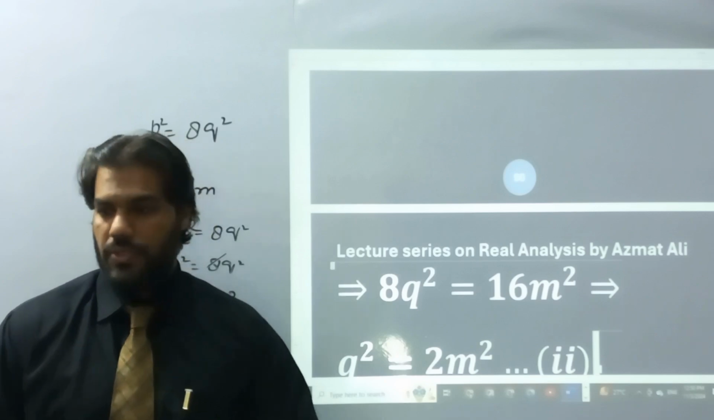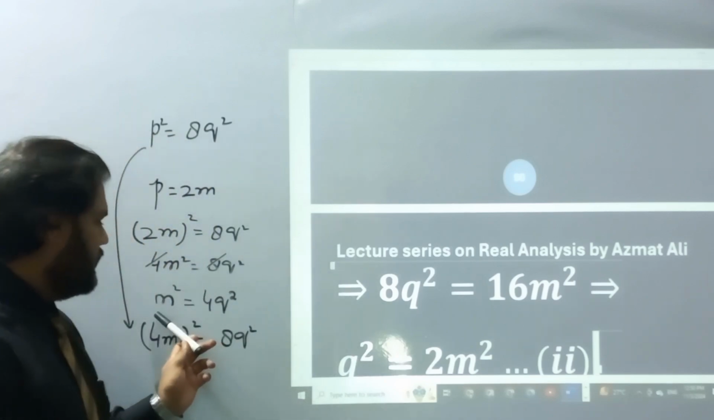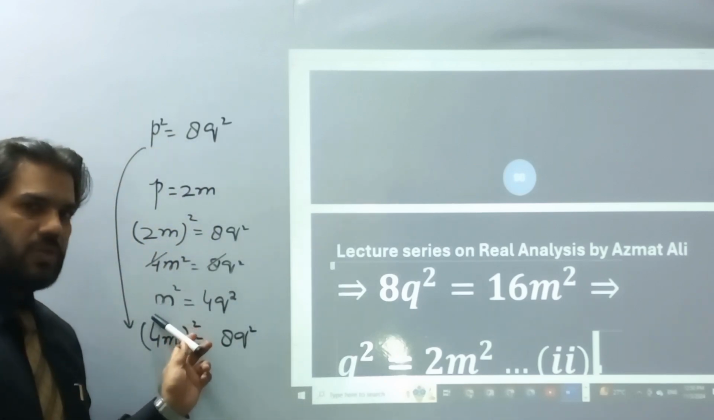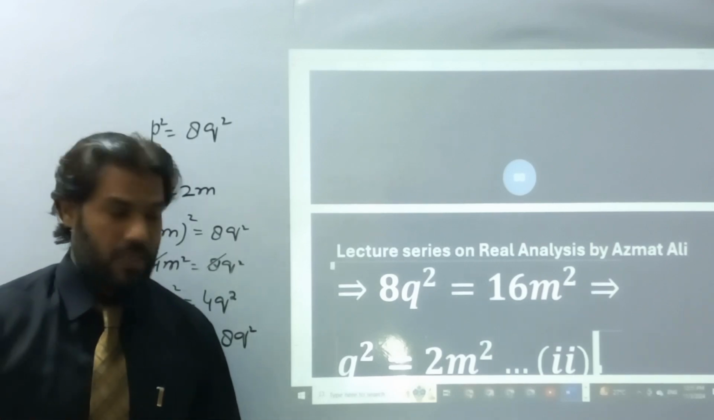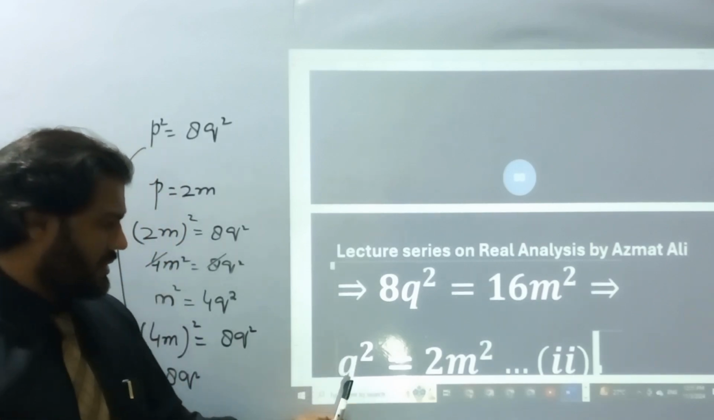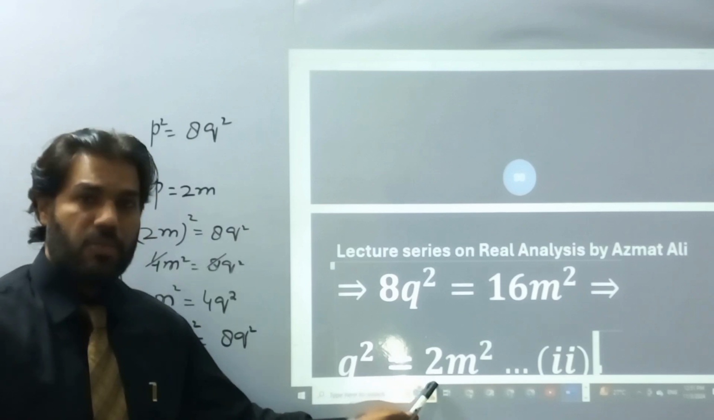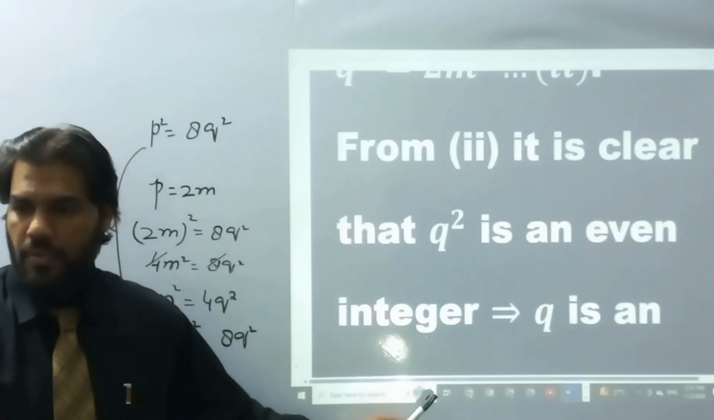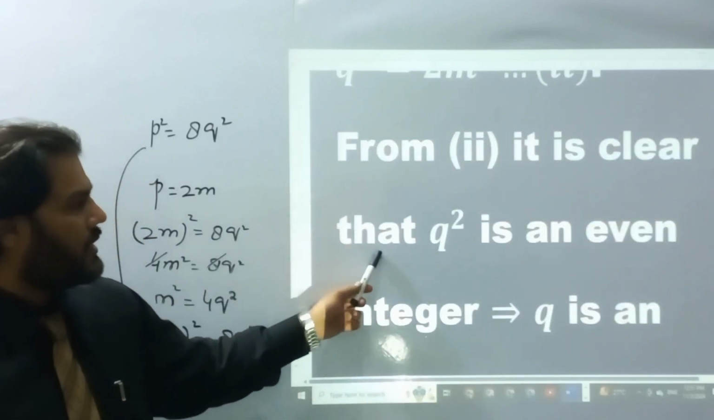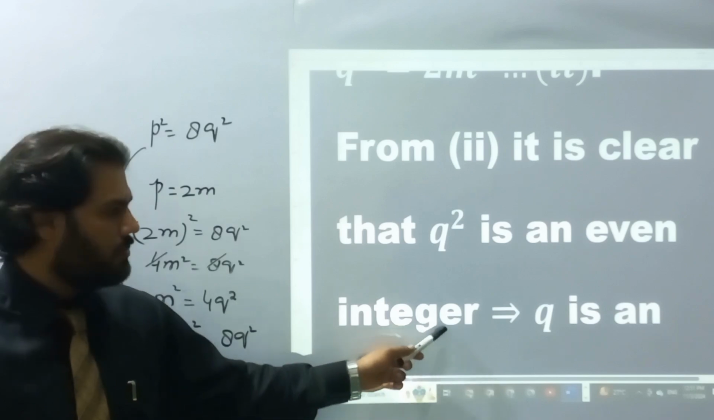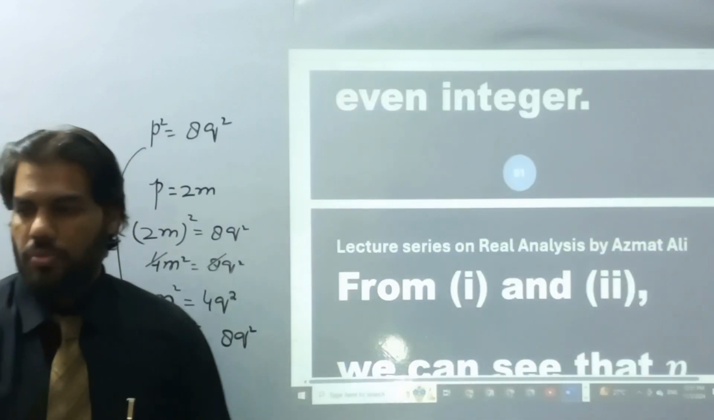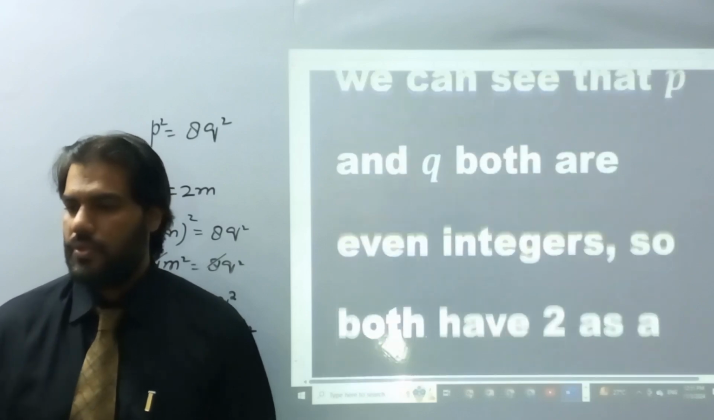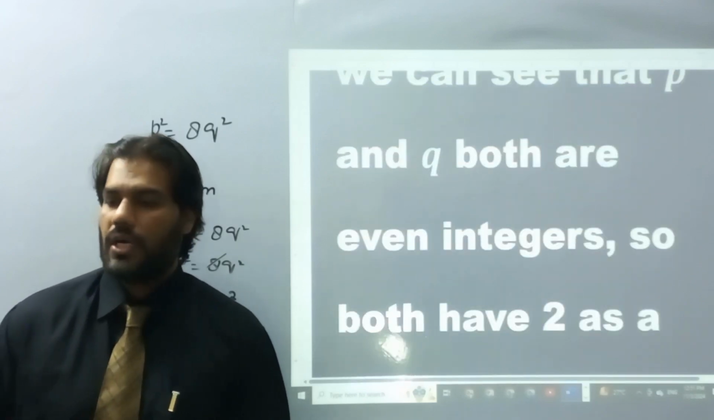This is an important point. In the previous case, the coefficient of m square was 1. You are unable to draw any conclusion about q square. Now you can say that q square is a multiple of 2. From 2, it is clear that q square is an even integer. This implies q is an even integer. From 1 and 2, we can see that p and q both are even integers.